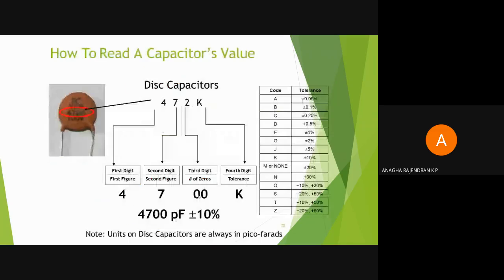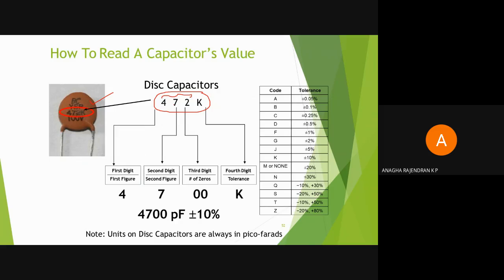And now we can discuss some examples of how to read a capacitor's value. Here we can see a disc type capacitor, and this is the numeric code put on that capacitor: 472K. Here three digits are 472. So it is equivalent to that second point.